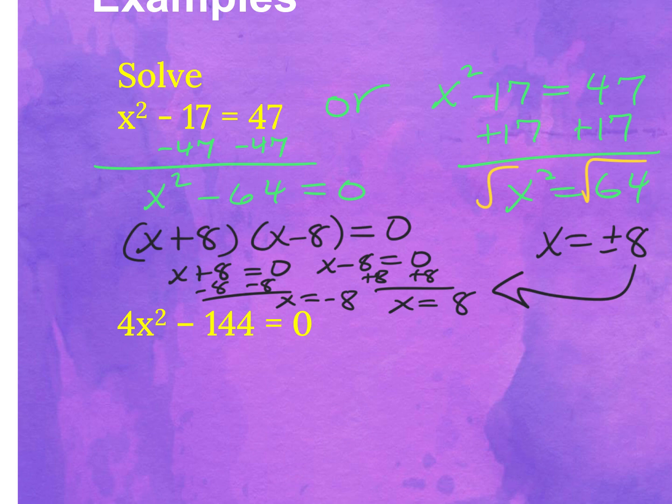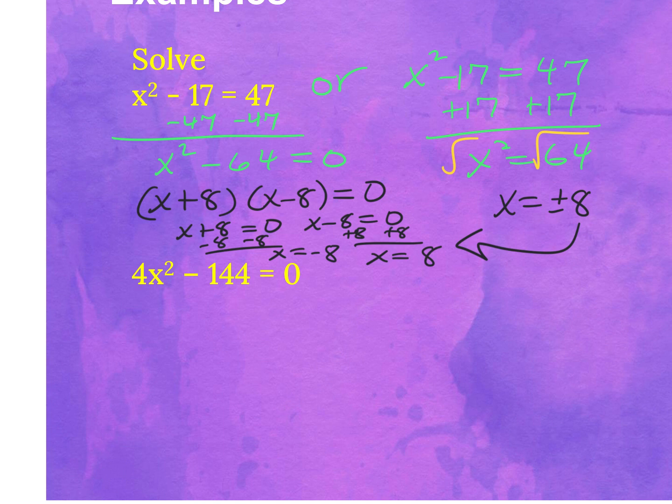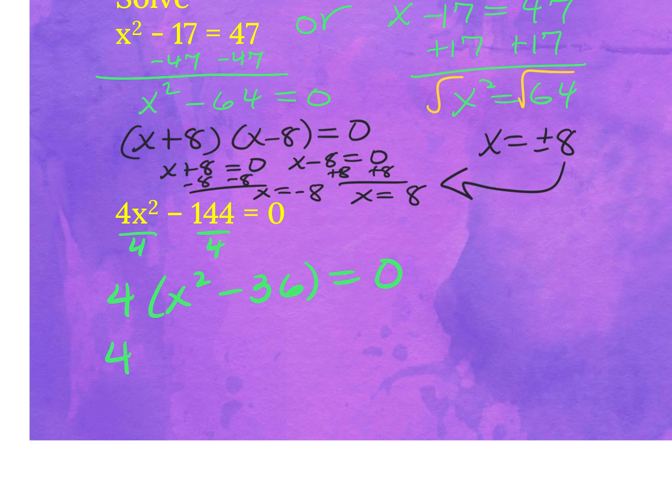Next one is exactly the same thing. I can either choose to factor it. If I choose to factor it the way it's given, I need to factor out a GCF of 4 first. Always look for a GCF first if you're using the factoring technique. Once I divide them both by 4, I end up with x squared minus 36. I now have the difference of two squares. I've got to keep factoring. So here, x minus 6, x plus 6.